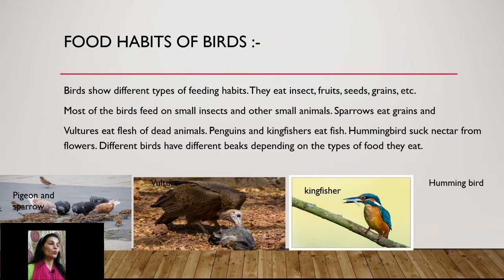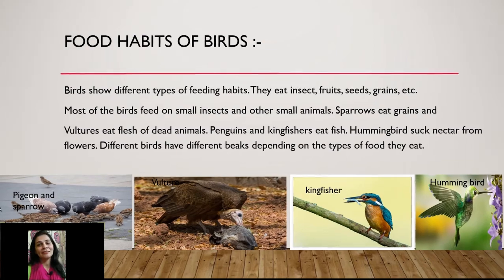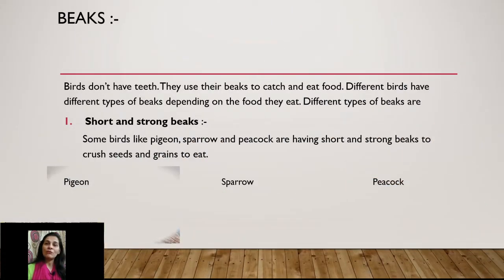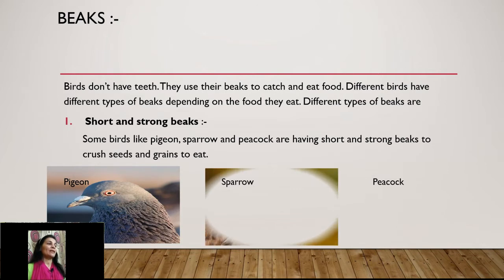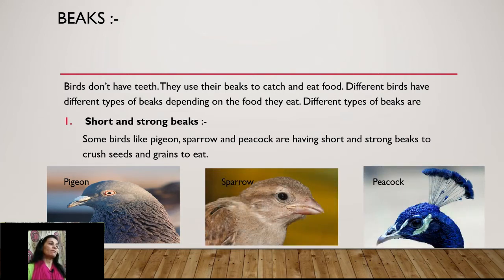Sparrow eat grains and vultures eat flesh of dead animal, as you can see in the picture. Penguins and kingfisher eat fish. Hummingbirds suck nectar from the flower. Different birds have different types of beaks and they depend on the different types of food they eat. Okay, they are having different type of beaks. Now one by one we will read different type of beaks of a bird.